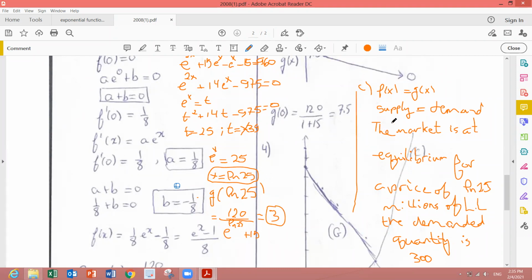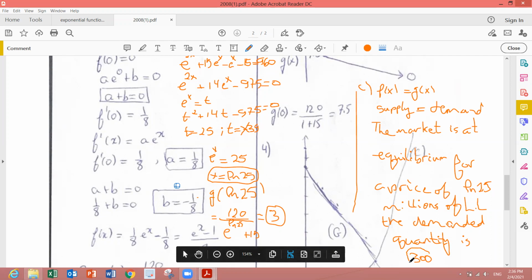Then it asks us to give an economical interpretation. So fx equals gx means supply equals demand. For supply equal demand, the market is at equilibrium for a price of ln 25 millions of Lebanese lira. That is alpha. G alpha, the demanded quantity, is 300.